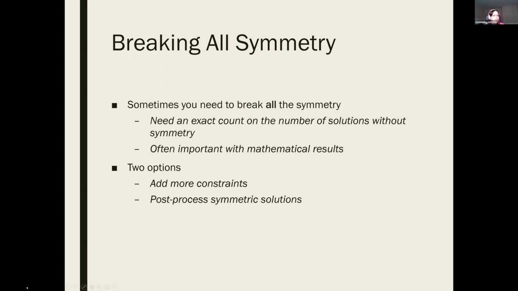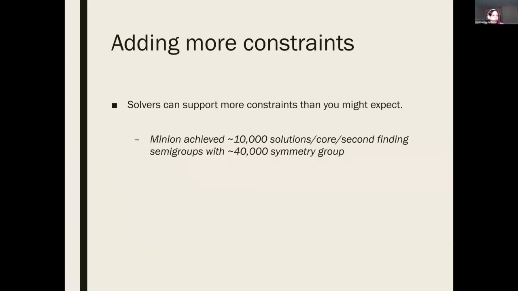Adding more constraints is not as crazy as it sounds. When we were trying to solve, we counted these mathematical objects called semigroups, and we counted how many of them there were. We were typically adding between 10 and 20,000 symmetry breaking constraints to the solver, and we were still getting like 50,000 solutions a second. You can reasonably add to modern constraint solvers 40, 50,000 symmetry breaking constraints, and they won't get upset by it.